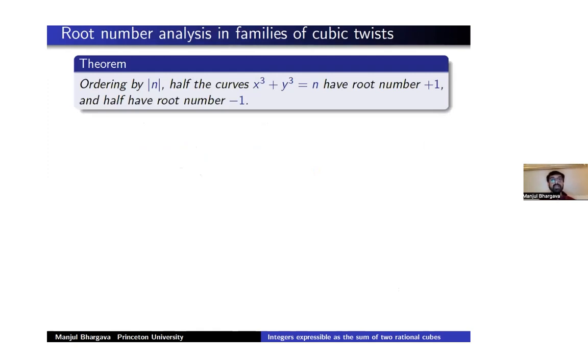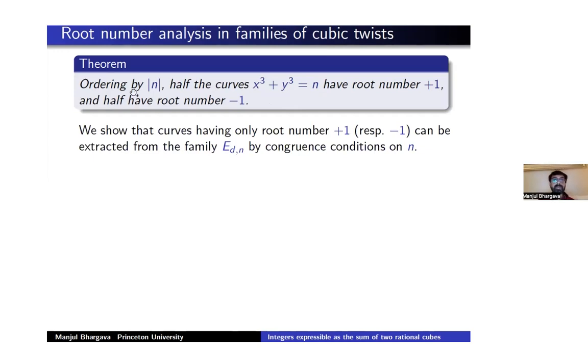So I'll just describe that. So ordering by absolute value of n, this is the root number analysis that I talked about. So in any family of cubic twists, what we prove is that if you order by n, half the curves, I'll just state it for this family for now, half the curves x cubed plus y cubed equals n have root number plus 1 and half have root number minus 1.